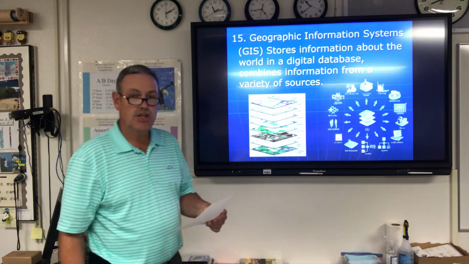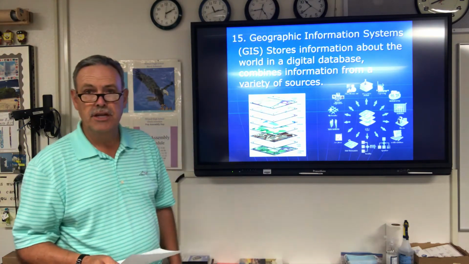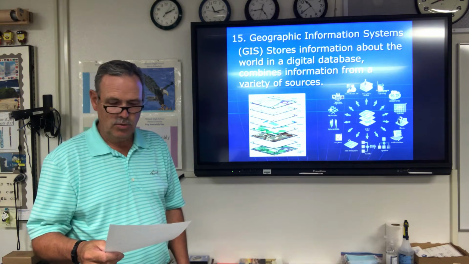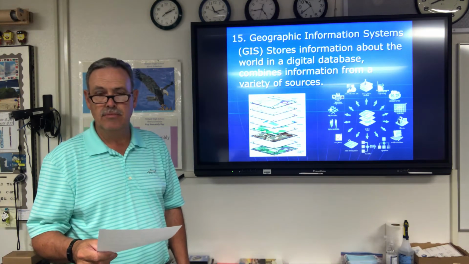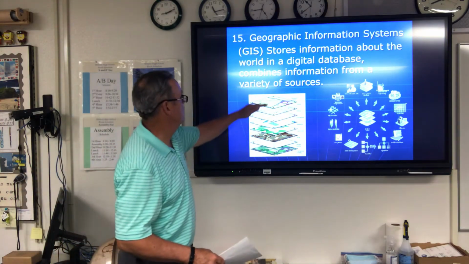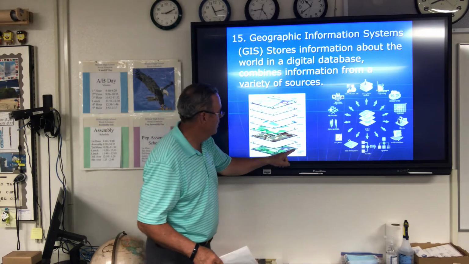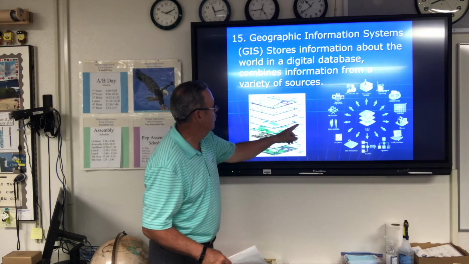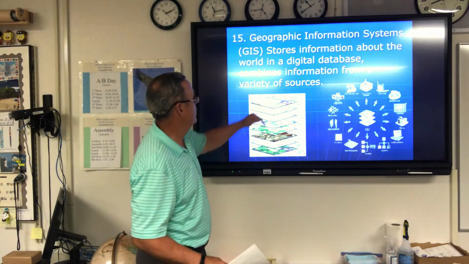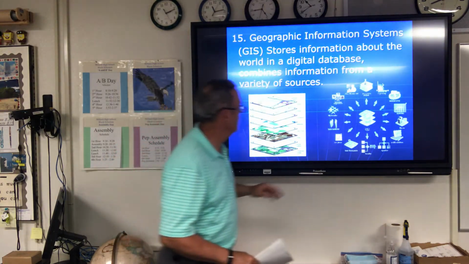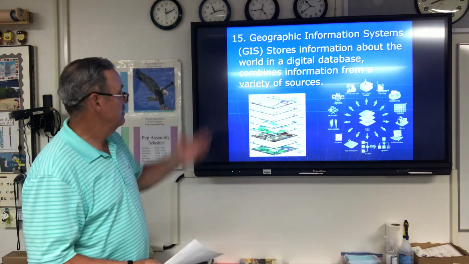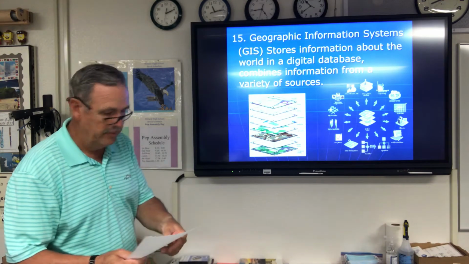Then we have GIS, or Geographic Information Systems. So this one stores information about the world in a digital database, and it combines information from a variety of sources. So for example, this stacked table, we've got soils, land cover, wetlands, floodplain zonings, parcels, a topographic base, lots of information over here. So all of that can be stored in the GIS, or Geographic Information Systems.